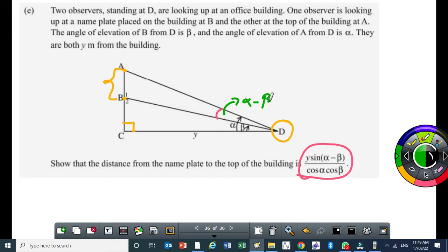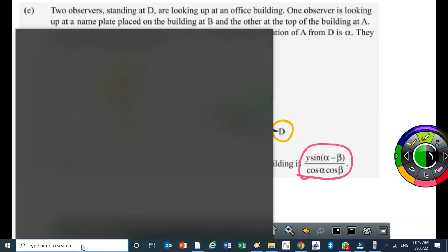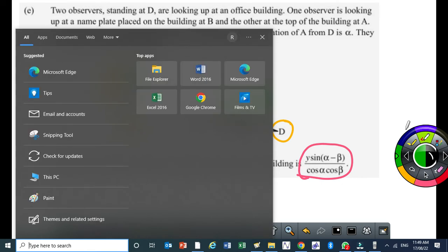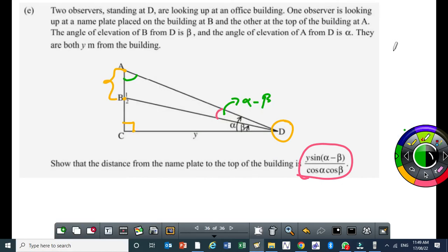Then after calculating BD, I'm going to need to know the size of this angle. Okay? Do you agree with me that the size of angle A is going to be equal to 90 minus alpha, isn't it? 90 minus alpha. This whole angle here is equal to alpha. The bigger angle is alpha. The smaller one is what? Beta. So this angle here is going to be 90 degrees minus alpha.